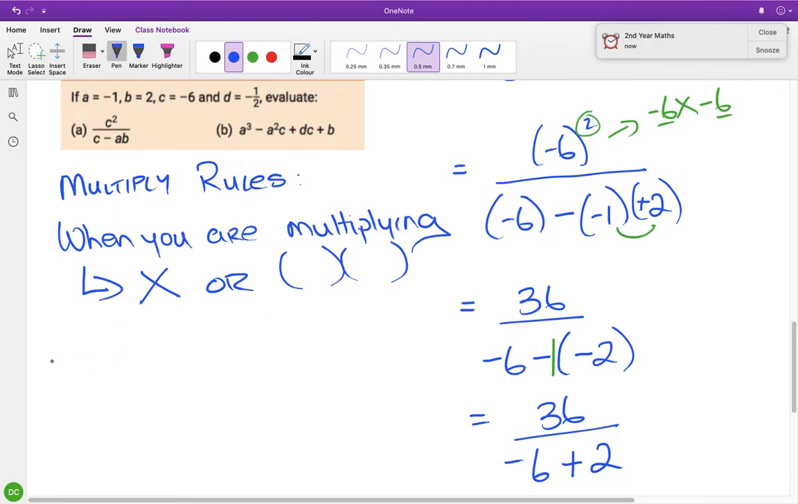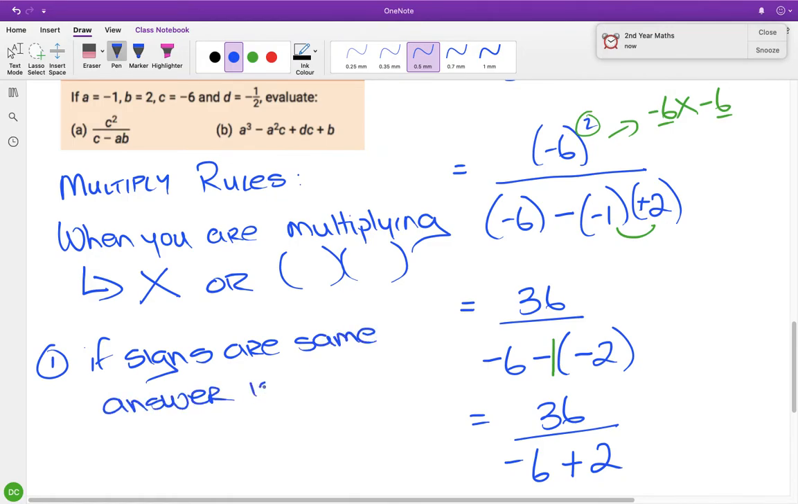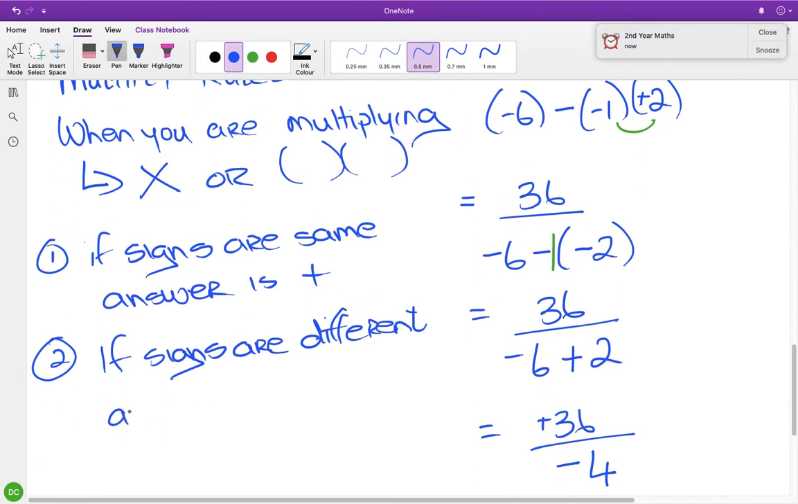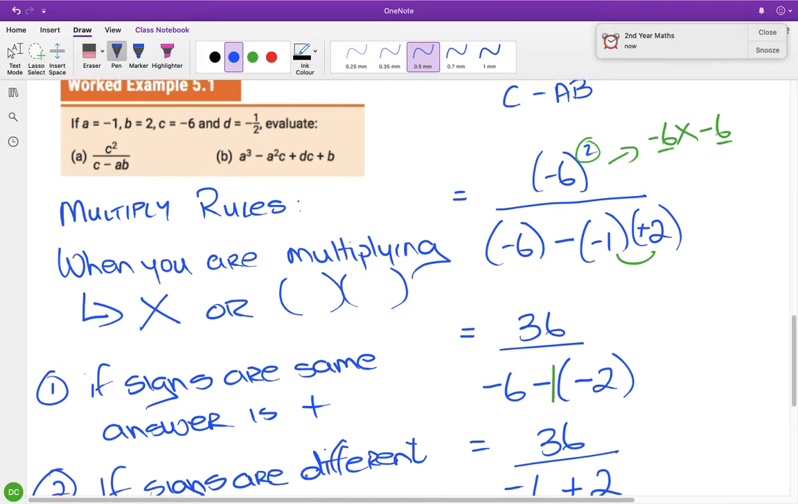Okay? First situation, if the signs are the same, your answer is positive, and if the signs are different, your answer is negative. Okay, so there are your rules.